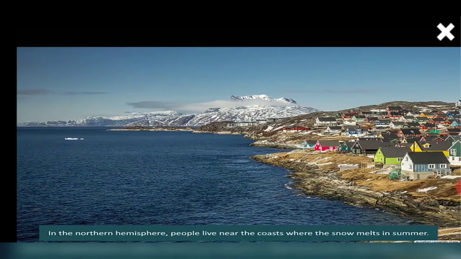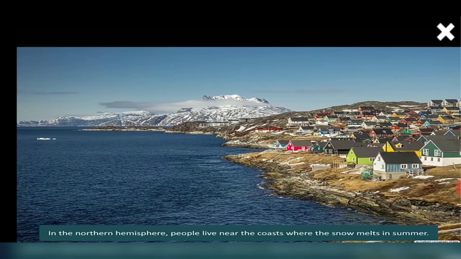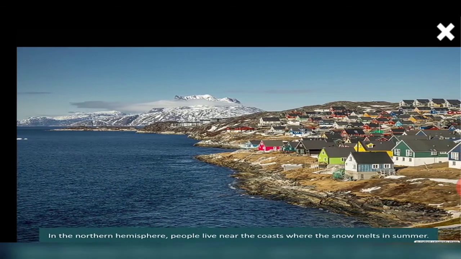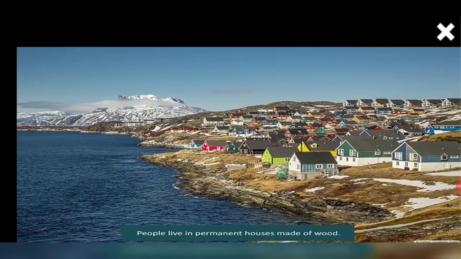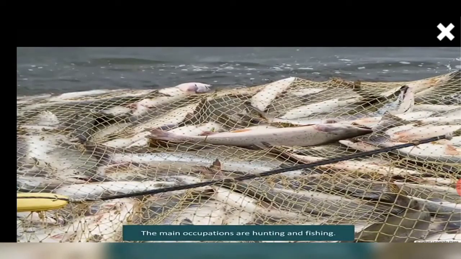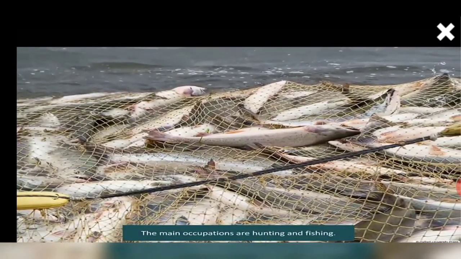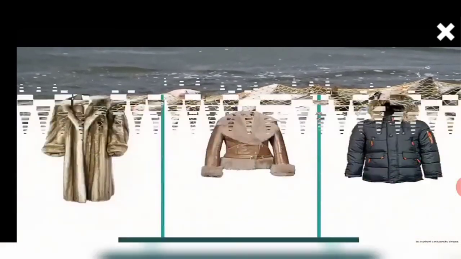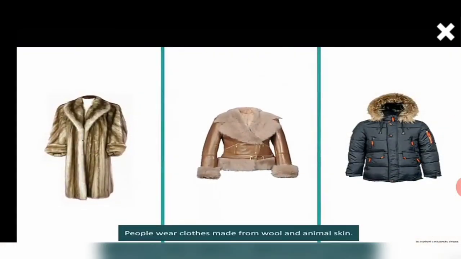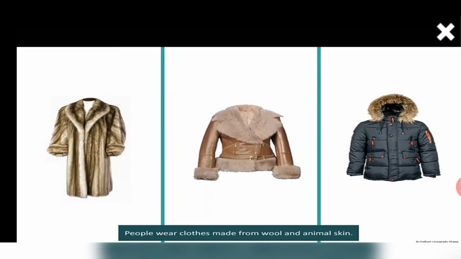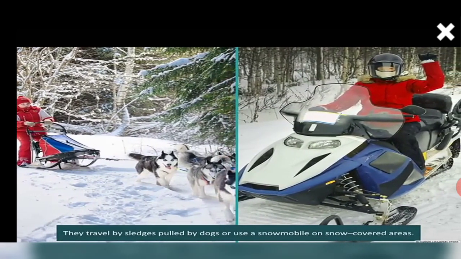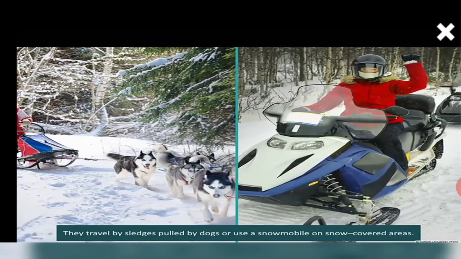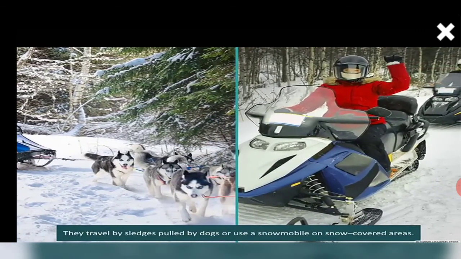In the northern hemisphere, people live near the coasts where the snow melts in summer. People live in permanent houses made of wood. The main occupations are hunting and fishing. People wear clothes made from wool and animal skin. They travel by sledges pulled by dogs or use a snowmobile on snow-covered areas.